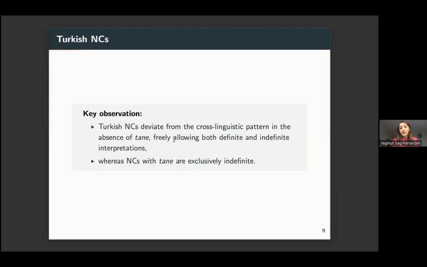The Turkish numeral constructions deviate from the cross-linguistic pattern in the absence of tane. In other words, remember I told you that numeral constructions cross-linguistically are indefinite. And for a definite interpretation, they need to be marked overtly. For example, they need a demonstrative or a definite article. But the observation here for Turkish is that when we don't have tane, our numeral constructions can be both definite and indefinite freely, without requiring a demonstrative. But when we have tane, it's like the rest of the languages: our numeral constructions are exclusively indefinite. To be able to convey a definite interpretation, they will need a demonstrative, for example.